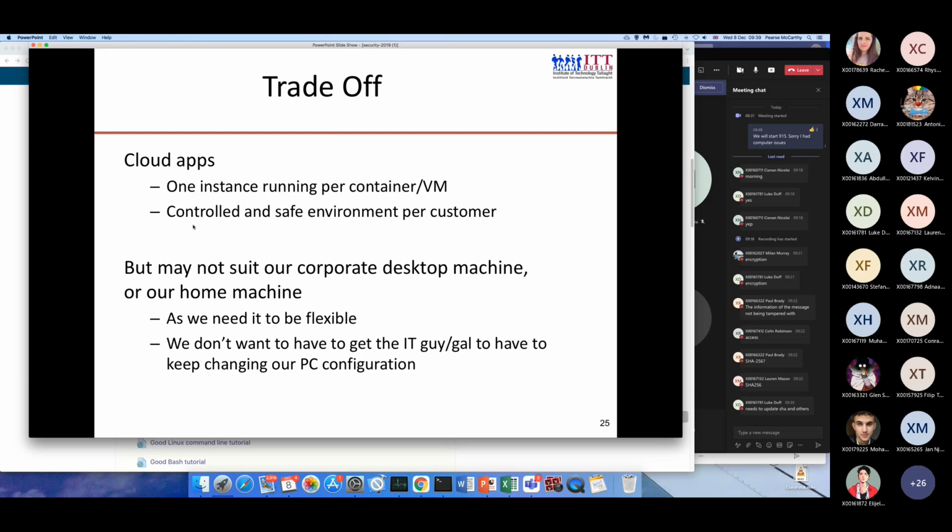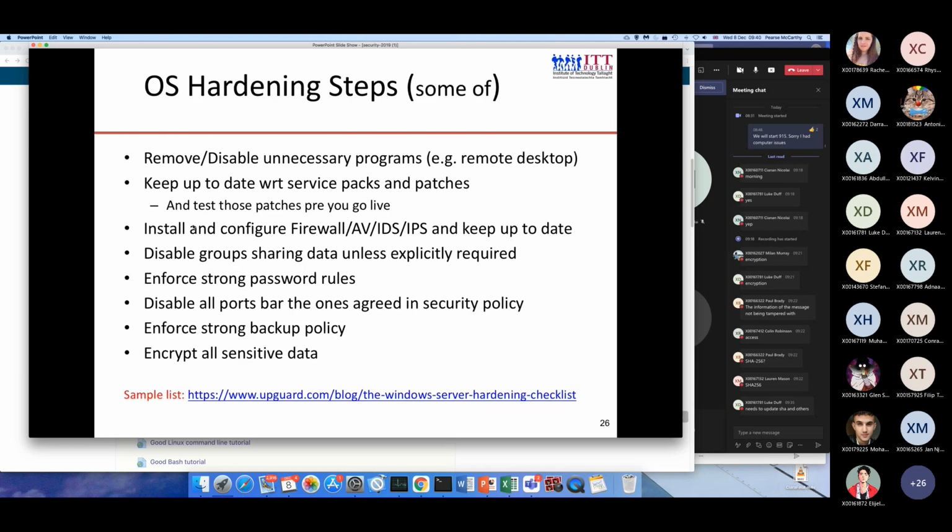Security, usability, functionality. It's a trade-off, okay? If you move the ball towards the security vertex of the triangle, then you get less functionality and less usability, right? So it's always a trade-off, so be careful of that. All right? So if you want to harden an OS, this is typically what you would do.